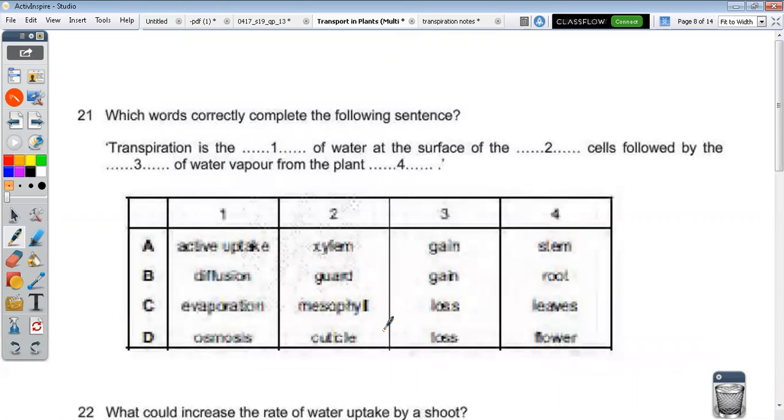Which words correctly complete the following sentence? Transpiration is dash of water at the surface of dash cells followed by dash. Remember I gave you that definition? Everybody remembers? So transpiration is the evaporation of water at the surface of the mesophyll cells, followed by the loss of water vapor from the plant leaves. The definition that I gave you.